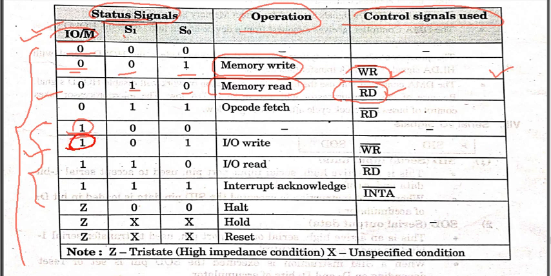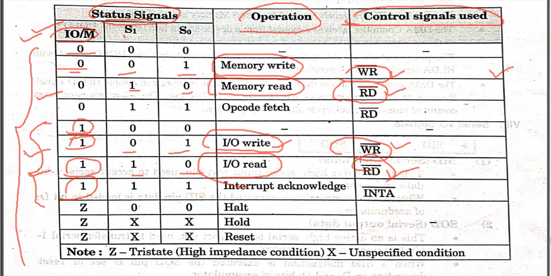Next one, whenever this IO/M bar is equal to 1, S1 is 0, S0 is 1, so an input output device write operation will be done, and it can be done by using the control signal WR bar, which is an active low signal. Next condition, when this IO/M bar is equal to 1, means it is active high, at that time S1 is 1, S0 is 0, so input output read operations will be done, and it can be done by using the control signal RD bar.